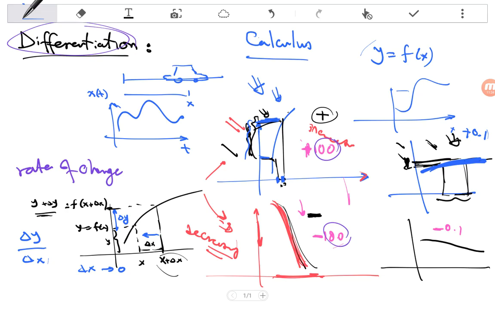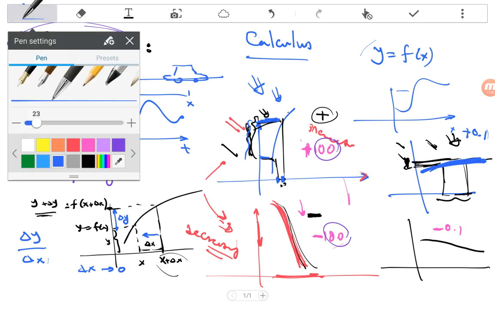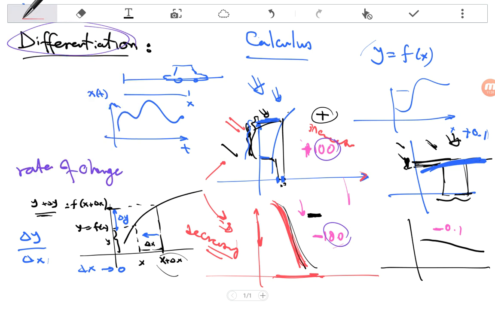What is meant by delta x approaching 0? This is a new kind of numbers. Do you know the science of calculus?